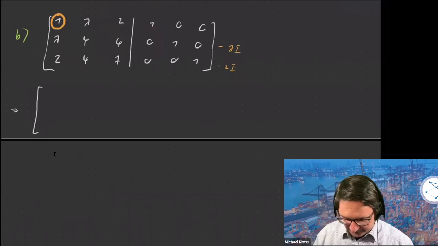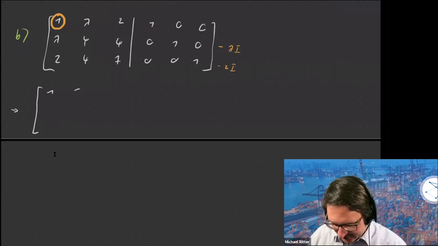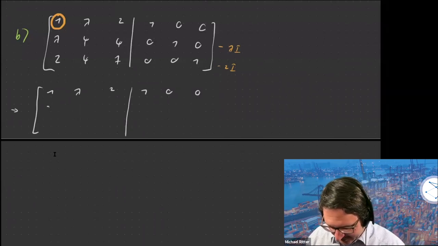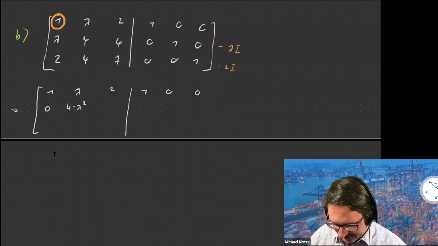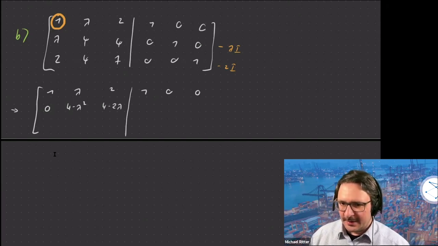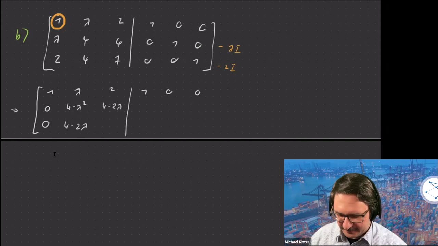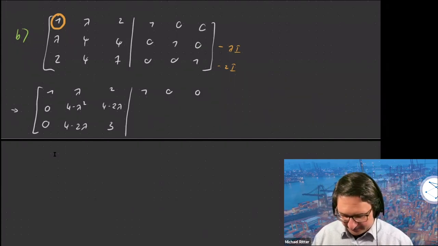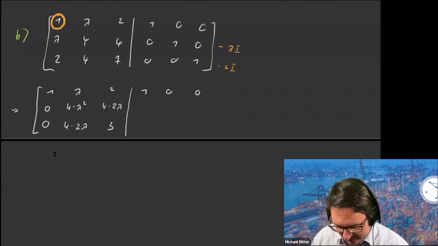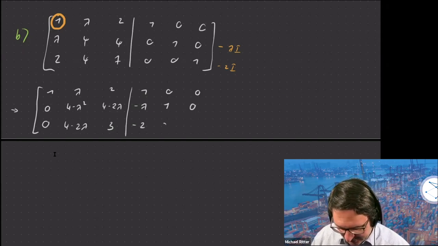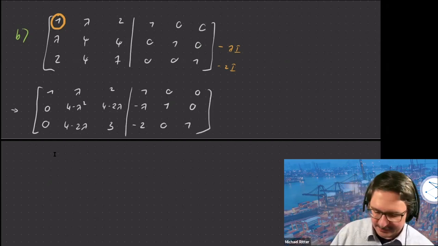So what happens? The first row, you can just copy that. Nothing changes here. The second row becomes 0, 4 minus lambda squared, and 4 minus 2 lambda. Then the last row becomes 0, minus 2 lambda, and 3. And let's do the right-hand sides. For the second row, we get minus lambda, 1, 0. And for the third row, we get minus 2, 0, 1. So that's the first step.